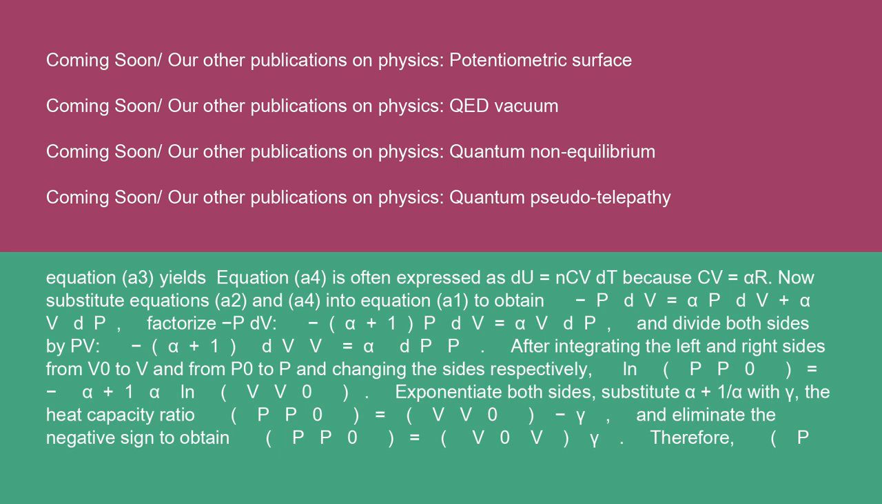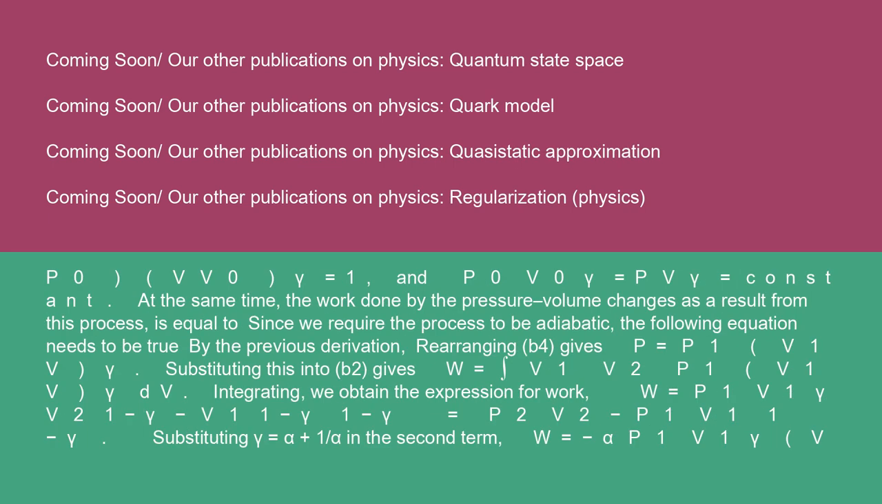Exponentiate both sides, substituting (alpha plus 1)/alpha with gamma, the heat capacity ratio. P/P0 equals (V/V0) to the minus gamma, and eliminate the negative sign to obtain P/P0 equals (V0/V) to the gamma. Therefore, P0 (V/V0) to the gamma over P equals 1, and P0 V0 to the gamma equals PV to the gamma equals a constant.